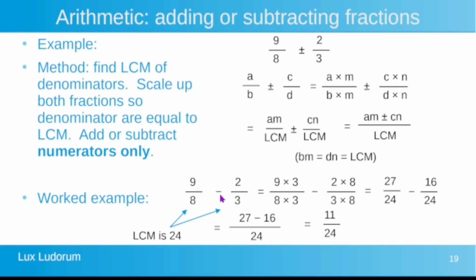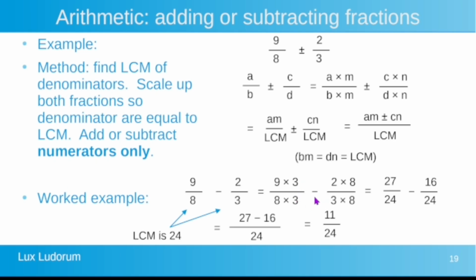9 over 8 minus, I've decided to use the minus one here, 2 over 3. So the lowest common multiple of 3 and 8 is 24. So I need to convert both these fractions to have 24 on the bottom. For 8 to be 24, I've got to multiply it by 3. 8 times 3 on the bottom, that means I've got to multiply the top by 3, 9 times 3.